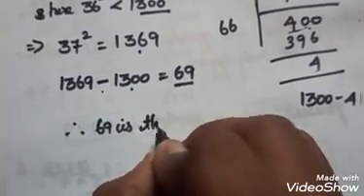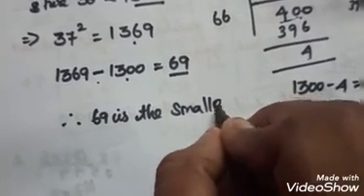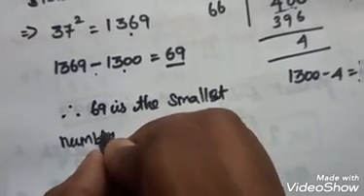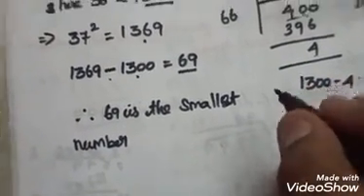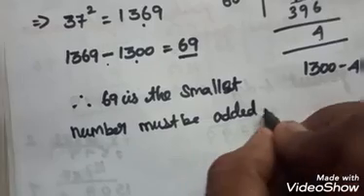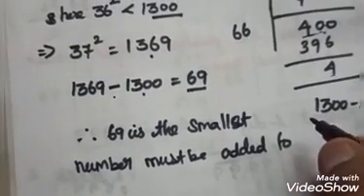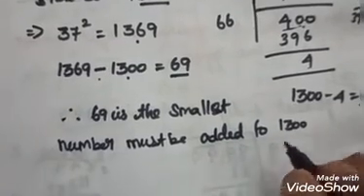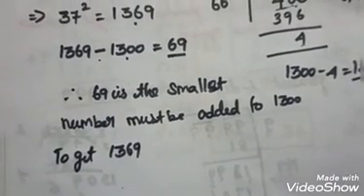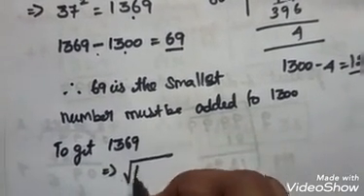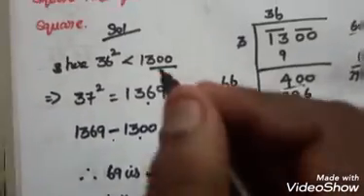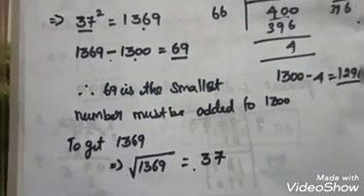Therefore, 69 is the smallest number that must be added to 1300 to get 1369. Which implies that the square root of 1369 is equal to 37. Here already you took 37 square, 37.